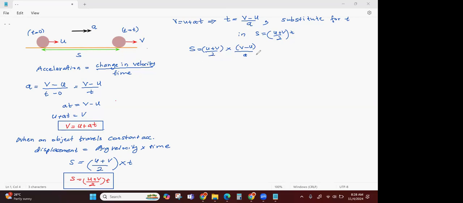So then here 2a is in the denominator. I can multiply to the other side. It becomes 2as. And u plus v I can write as v plus u, right? Because 2 plus 3 is equal to 3 plus 2. Nothing wrong. So then here, v plus u times v minus u.